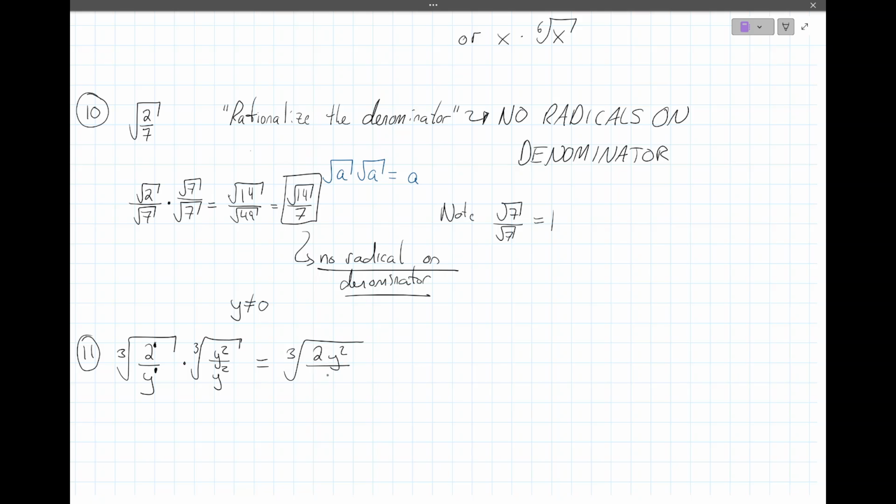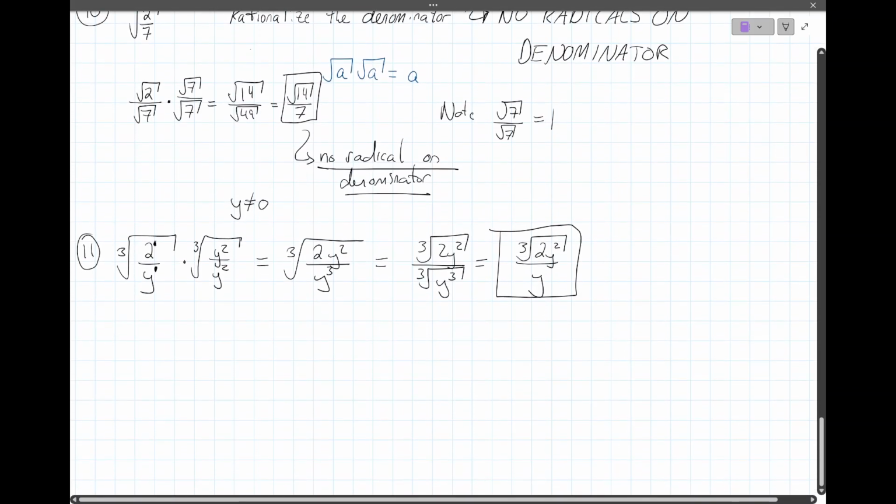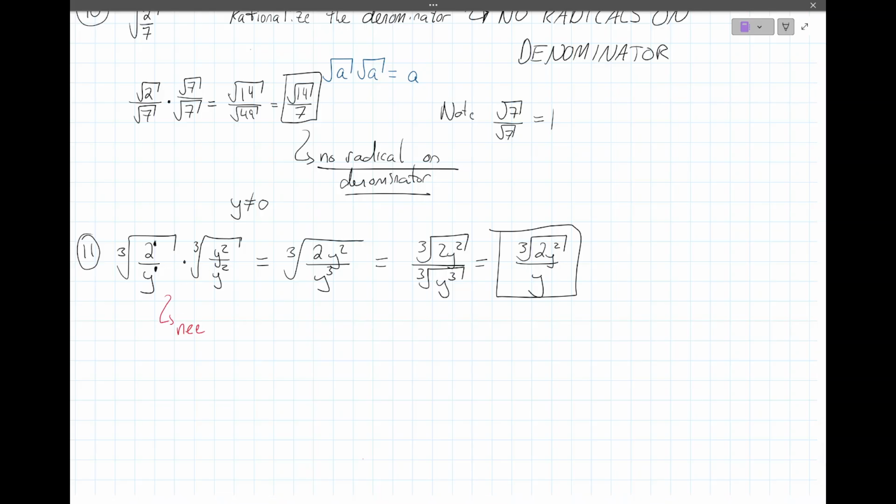2y squared over y cubed. But now I can take this apart and say I'm going to have the cube root of 2y squared all over the cube root of y cubed. Well, that one on the bottom just gets to be y, right? The cube root of y cubed is just y. So on the top, I'll get 2y squared, and on the bottom, I'll just get y. Wonderful, right?